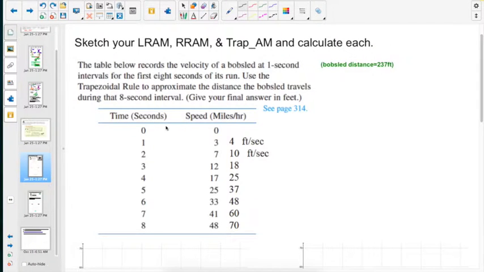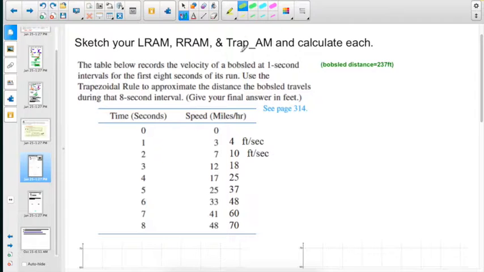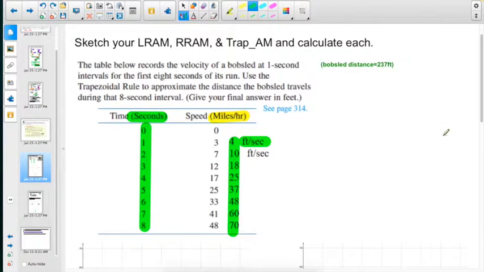So working on this one, it's saying that we have the velocity of a bobsled, in 1 second intervals, for the first 8 seconds of its run. And we're going to use a trapezoidal rule to approximate the distance the bobsled travels. So the first thing is that we have a mismatch in the units. We've got the bobsled being measured in miles per hour, but the time being measured in seconds. So the first thing we need to do is get our data consistent. So I went ahead and converted everything to feet per second here. And so we're going to use that and this, and then we can determine our displacement in feet.